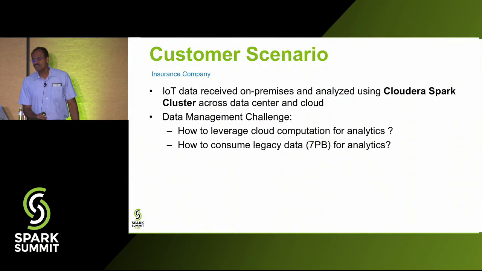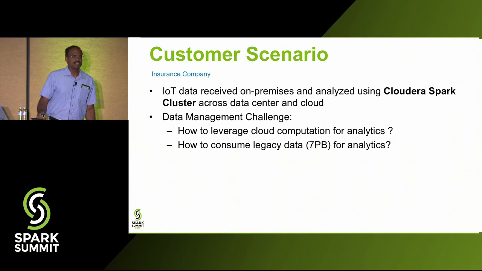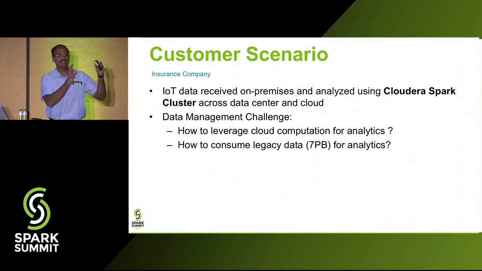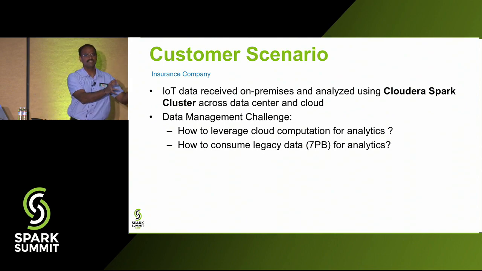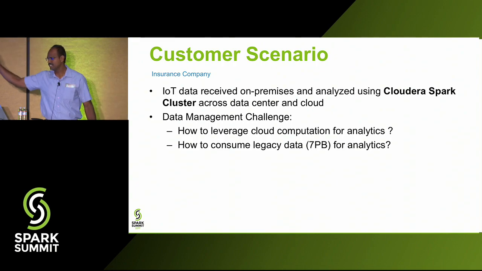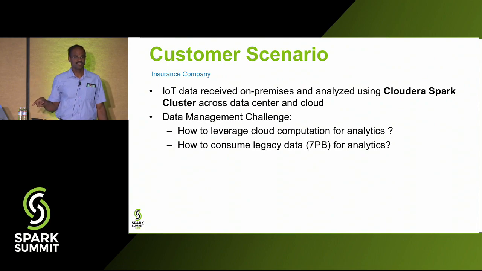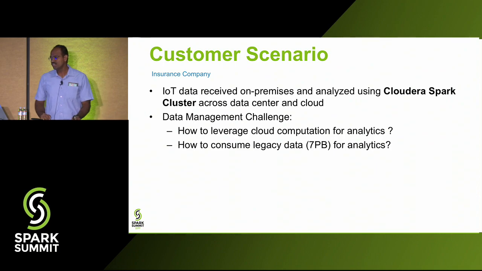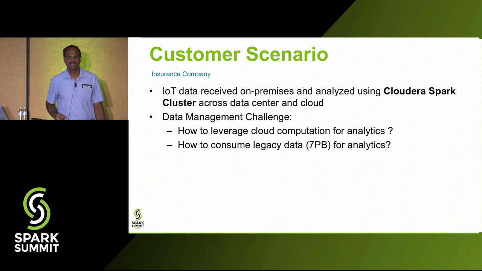Okay, so the next one is one of the largest insurance companies. This company is just the reverse. The data is available on premises. They want to use the data in the cloud and in multiple data center locations. The challenge here is the data is 7 petabytes, and they want to leverage the same thing, cloud computation. That is the challenge they were having.